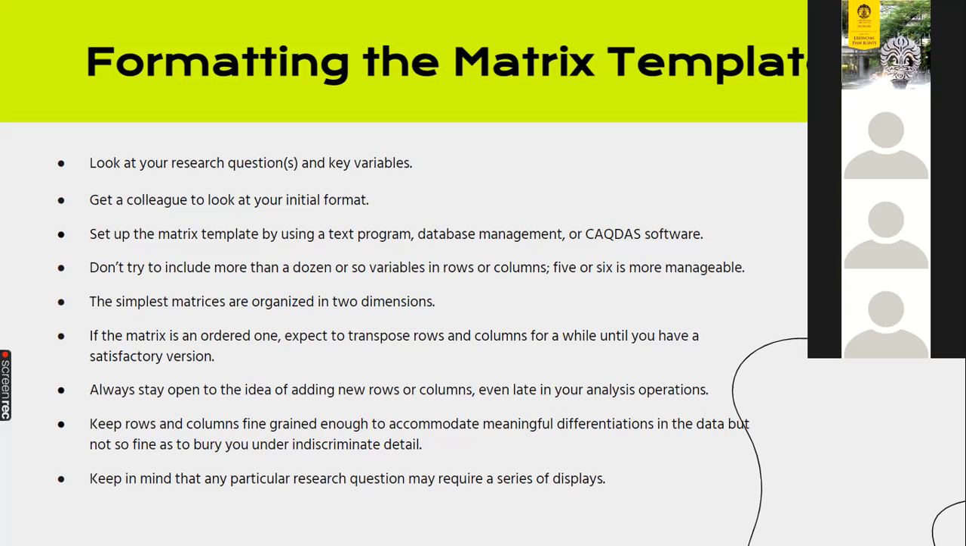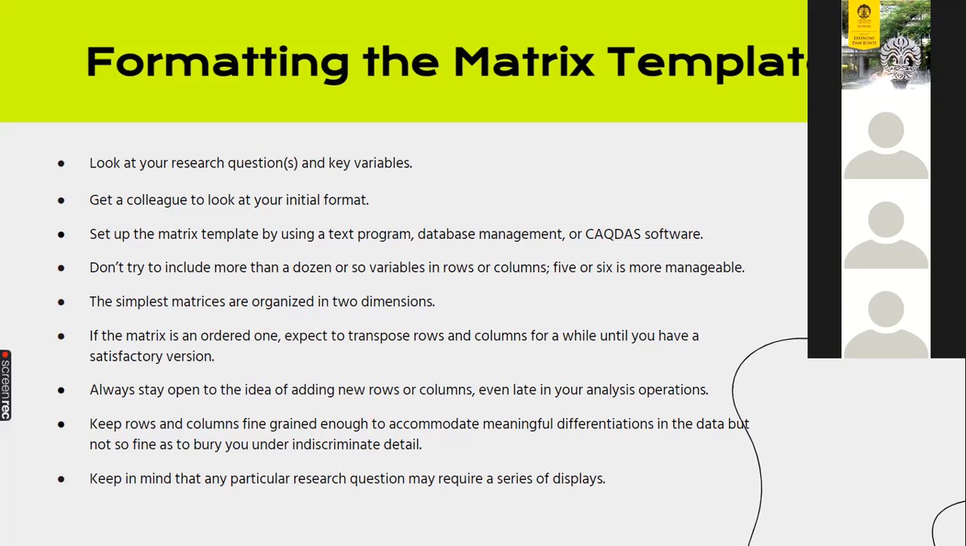And then we have to set up the matrix template by using a text program, database management, or spreadsheet software, and try to make the display completely readable on our own monitor screen or on one printed sheet of paper if possible. You have to be able to see it at once. And then you shouldn't try to include more than a dozen variables in rows and columns, because 5 or 6 variables is more manageable. If you are drawn to a design with a larger number of variables, plan to cluster or partition them as meta matrices, and in effect, regroup the matrix into streams or adjacent families.